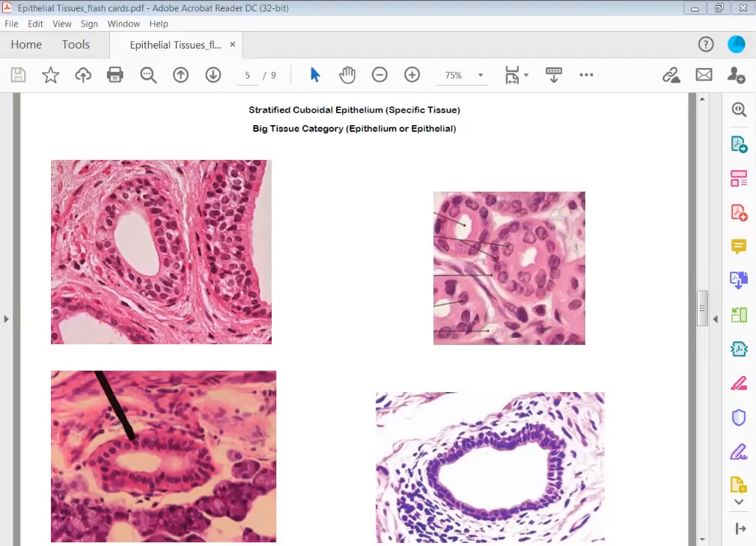Again, remember, if I have a pointer over here, you have to read the question carefully. If I'm asking structure, basement membrane is the answer. If I'm asking for the cell, it would be stem cells or basal cells. You can use either name for those. Next tissue.